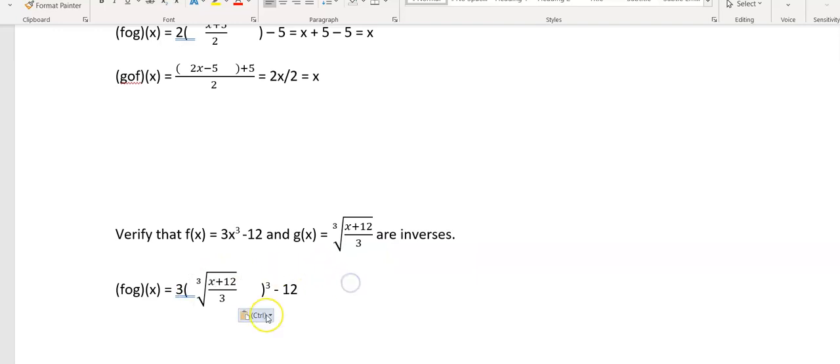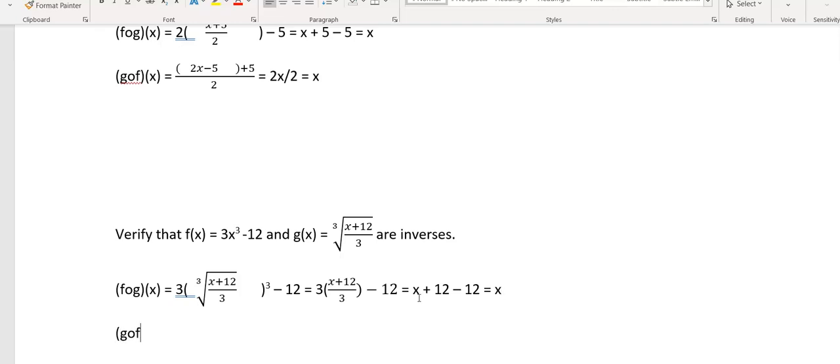All right, so let's notice immediately the cube root and the cube on the outside cancel one another. So now we have 3 times the fraction, because the cube root is canceled out, minus 12. All right, so if we look at this, the 3 will cancel immediately with the denominator of 3. So now we'll have x plus 12 minus 12. And then the 12's will cancel, and we get just x as expected.